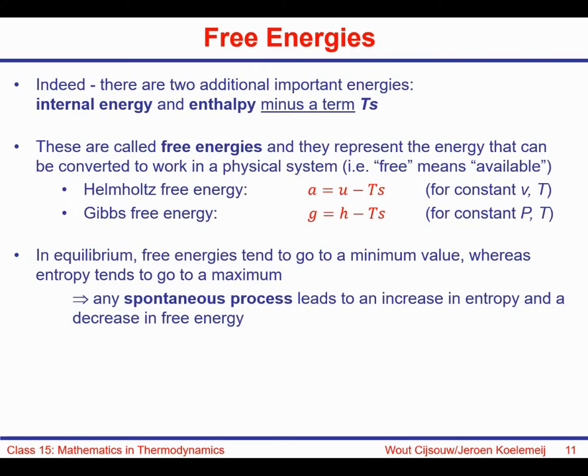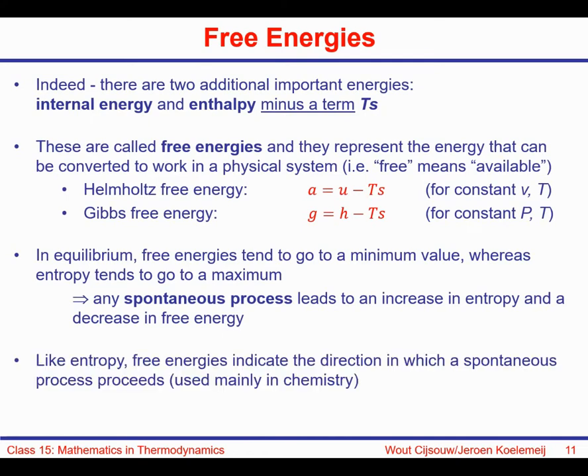So any spontaneous process in thermodynamics will lead to an increase in entropy. We've seen that before. And at the same time, it will lead to a decrease in the free energy. So like entropy, free energies indicate the direction in which a spontaneous process will proceed, and this is a concept that is used often in chemistry. Now, in the following movie, Wout will show you a few interesting properties of the Gibbs energy.